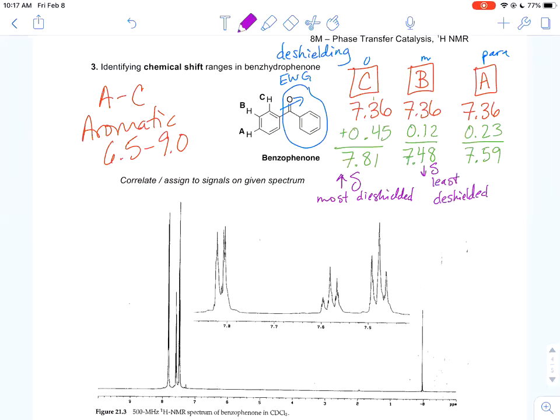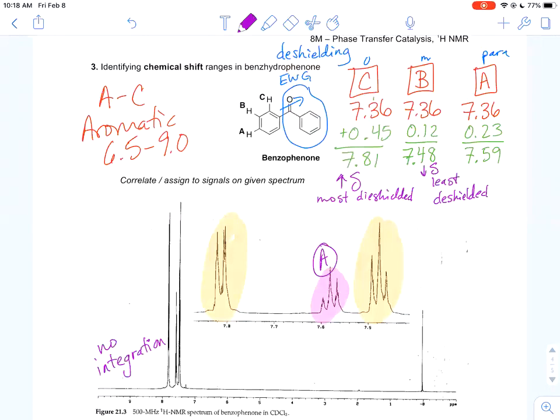All right, so you may notice that there is no integration provided here. You just have to estimate what each signal is worth. You notice there's two big signals, so here are your two bigger signals, and then your other small signal. Even from that, you could say the smaller signal must be worth fewer protons. So that alone could be enough to tell you that this is going to be signal A. That also fits because signal A should be in the middle of the other two. C is the most de-shielded, B is the least de-shielded, so A is right there in the middle.